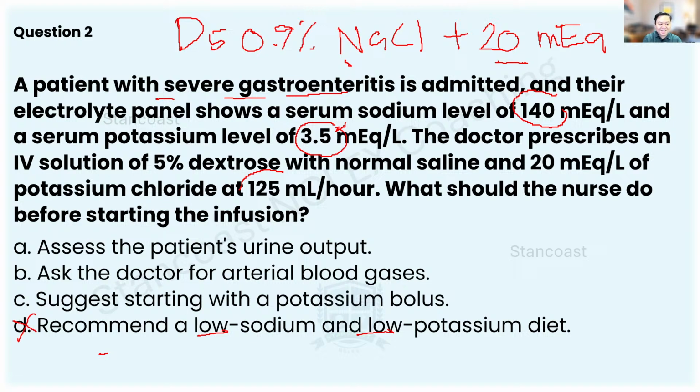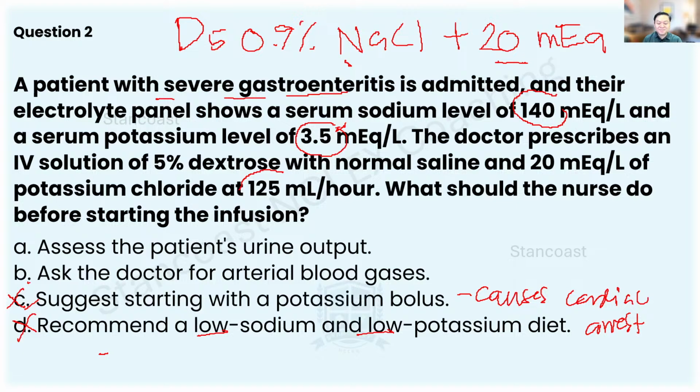If you had selected letter C, suggest starting with a potassium bolus, this could instantaneously cause cardiac dysrhythmias in your patient. Never administer potassium in a bolus, because if you do that, it can lead to cardiac arrest. Never do that. So you are eliminating letter C as well.